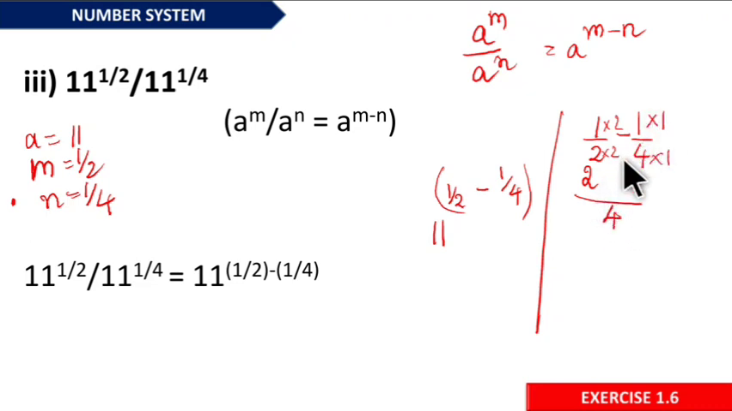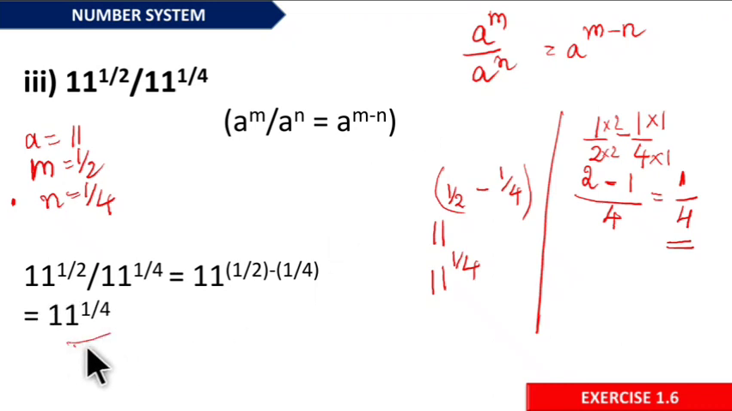So then we have the minus sign here. 1 2s are 2, 4 1s are 4, so 1 1s are 1. 2 minus 1 is 1, divided by 4. This is the simplified form of half minus 1 by 4. When you subtract half minus 1 by 4, we get 1 by 4. So when you solve this, you get the answer 11 to the power 1 by 4.